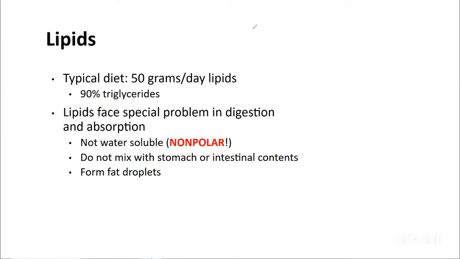So a reminder what a triglyceride is like, right? So we have our glycerol backbone, and then we have 3 fatty acid chains coming off of it, right? So it looks kind of like a flag. Okay. So that's our fats and our oils usually.